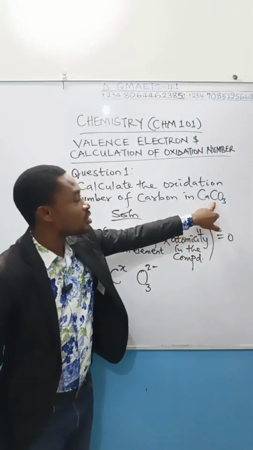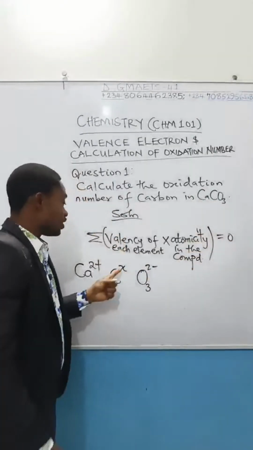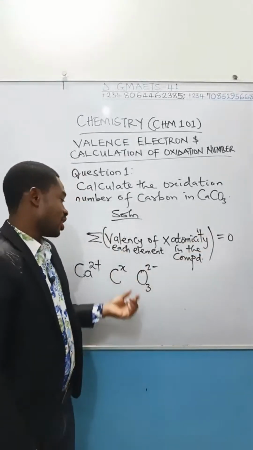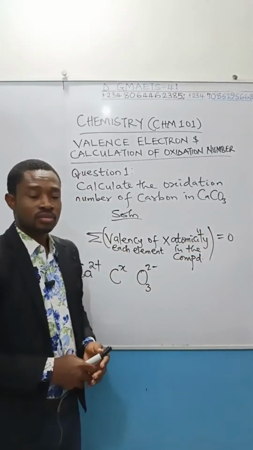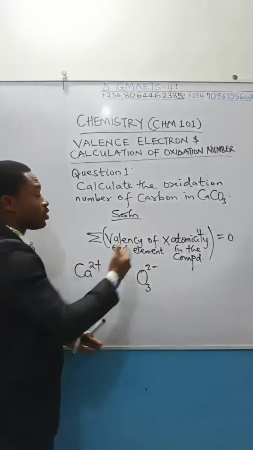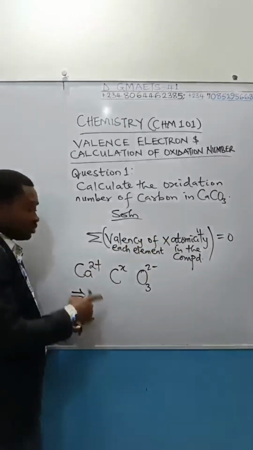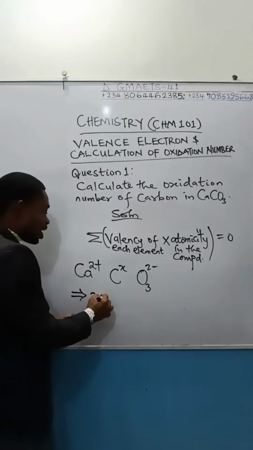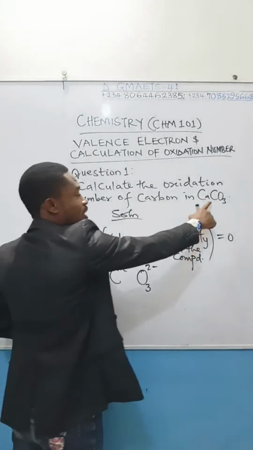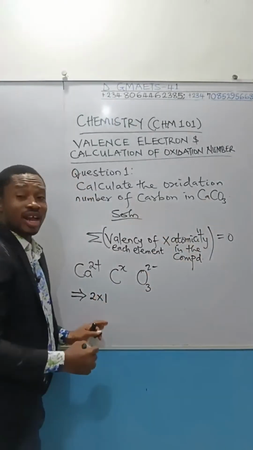The particular element whose oxidation number you are looking for, you will take its valency to be an unknown alphabet. In this case, for carbon, I'm using X. I decided to show you this because you need to know each of their valencies before you apply this formula. Coming to calcium, the valency is 2. It is going to be 2 times the atomicity of calcium in this compound, which is 1. I've explained all of these in our previous class.